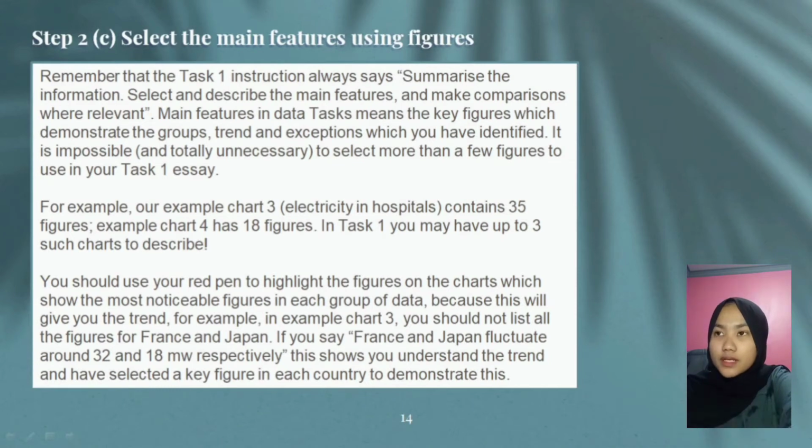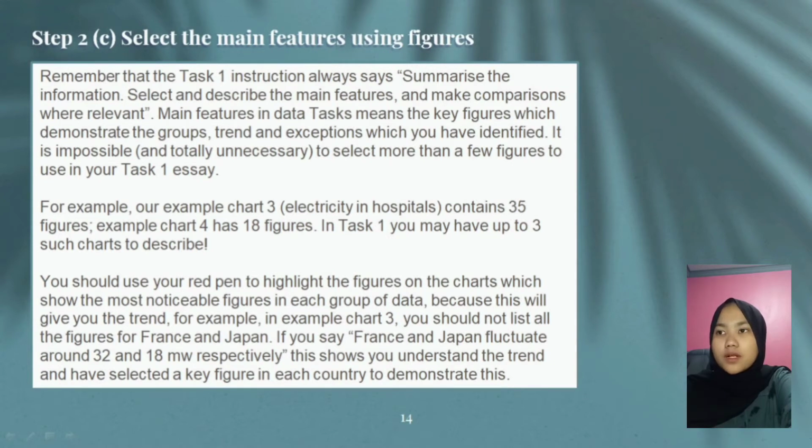Step 2C. Select the main feature using figures. Remember that the Task 1 instruction always says summarize the information. Select and describe the main feature and make comparison where relevant. Main feature in data task means the key figure which demonstrates the group, trend, and exception which you have identified.